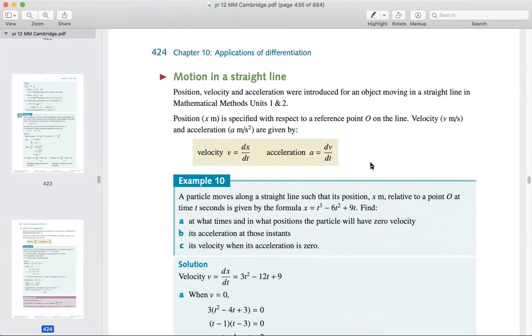So on page 424, this one, the motion in a straight line is really, really important for Math Methods, because this is normally what we use with applications. Okay, so velocity essentially means the rate of change of position with respect to time, and acceleration just describes how fast your velocity changes. So it's the velocity derivative with respect to time.